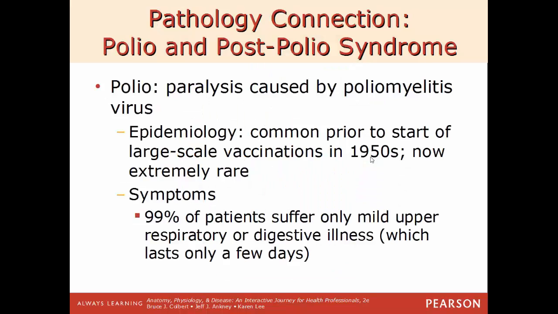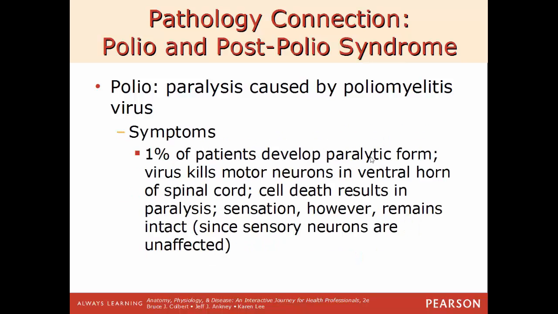All right, now we'll talk about another pathology connection. We'll talk about polio and post-polio syndrome. Polio is a paralysis that's caused by the poliomyelitis virus. This was common prior to the start of large-scale vaccinations in the 50s, and now it is extremely rare. Symptoms: 99% of all patients suffer only mild upper respiratory or digestive illnesses, which typically only last just a few days. Only 1% of the patients will develop the paralytic form.